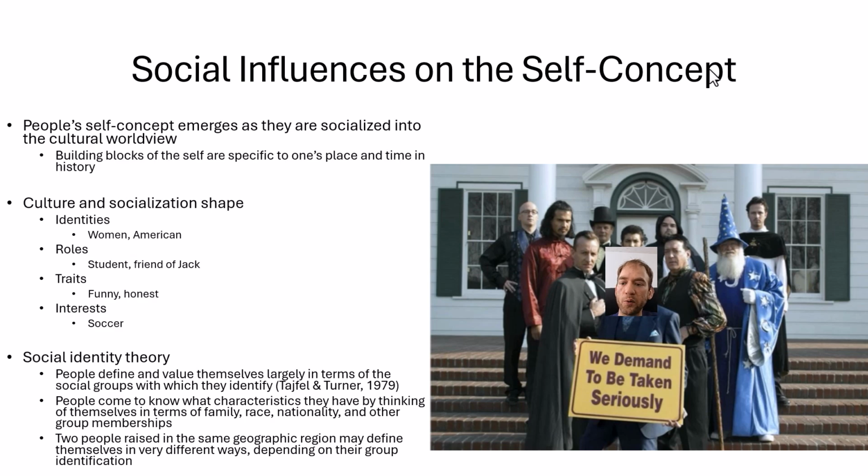What are some social influences on the self? People's self-concept emerges as they are socialized into their cultural worldviews. These serve as building blocks of the self, and they're specific to a person's place and time in history. Culture and socialization, and I should say historical period as well, shape identities, which can include, for example, woman or an American, your roles, such as a student or a friend of Jack, your traits, funny and honesty, for example, and your interests, such as soccer.